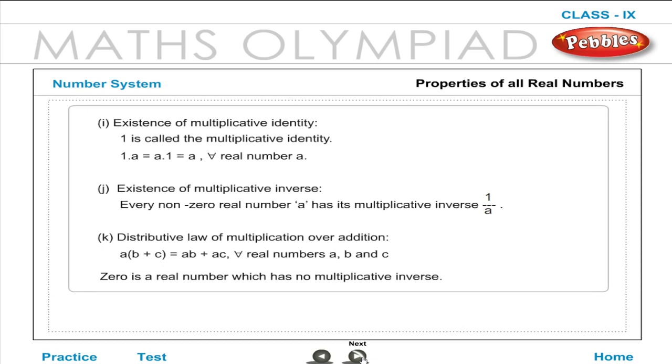Existence of multiplicative identity. 1 is called the multiplicative identity. 1 into a is equal to a into 1 is equal to a, for all real numbers a. Existence of multiplicative inverse. Every non-zero real number a has its multiplicative inverse 1 by a. Distributive law of multiplication over addition: a into (b plus c) is equal to ab plus ac, for all real numbers a, b and c. 0 is a real number which has no multiplicative inverse.